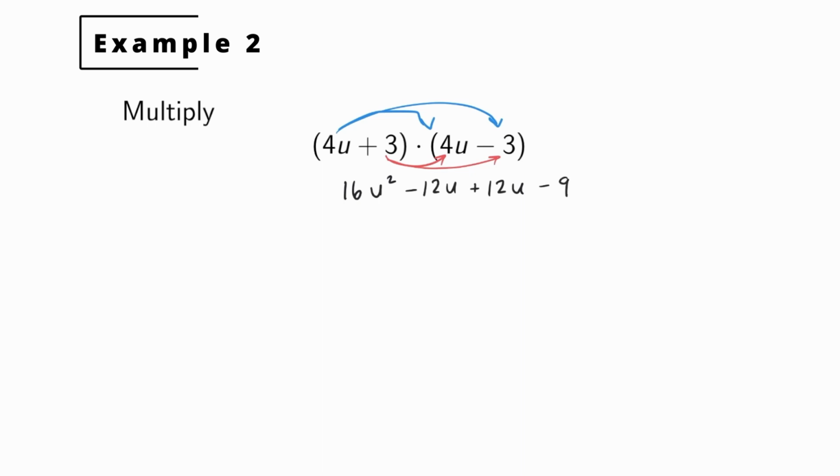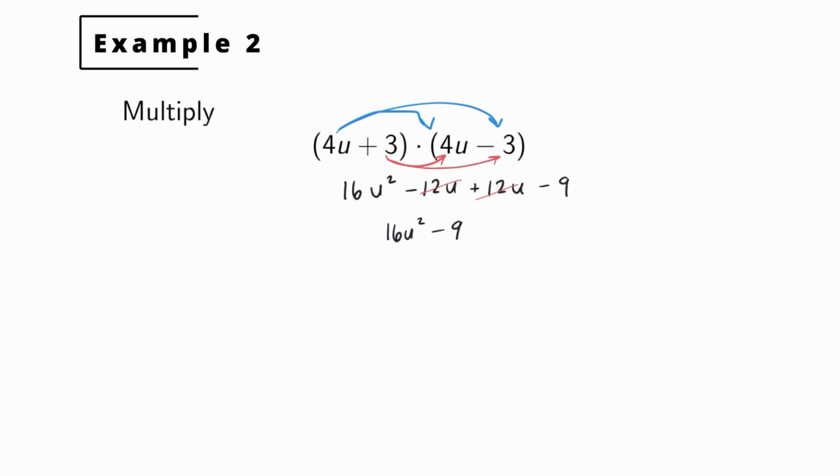And you'll notice now we have to simplify this when we're done. You should always be simplifying after you've multiplied out polynomials. Make sure you can simplify. We notice we have negative 12u and positive 12u. When I add those two together, they will cancel each other out. And we're left with just 16u squared minus 9.